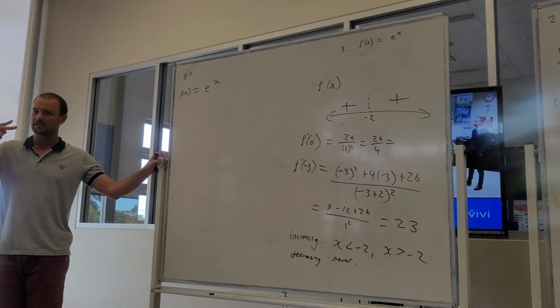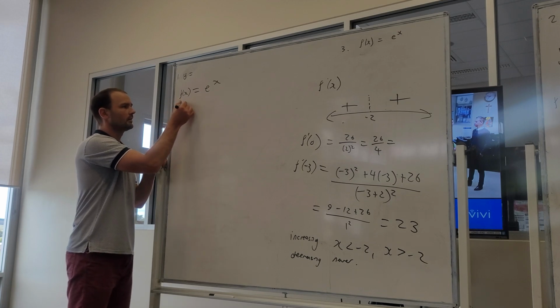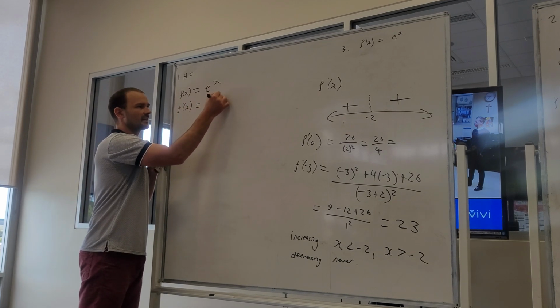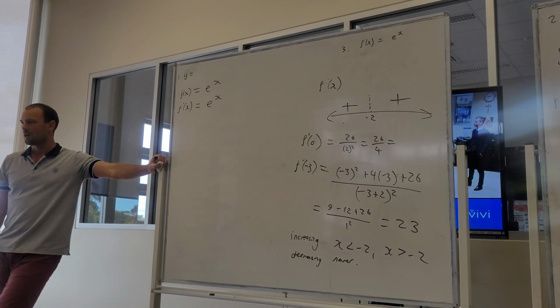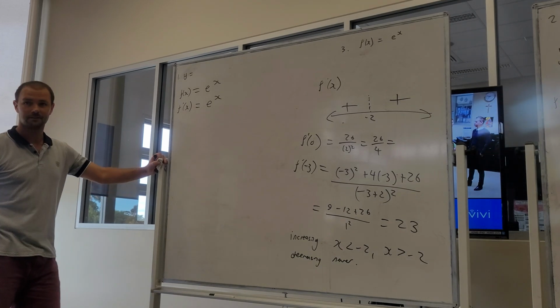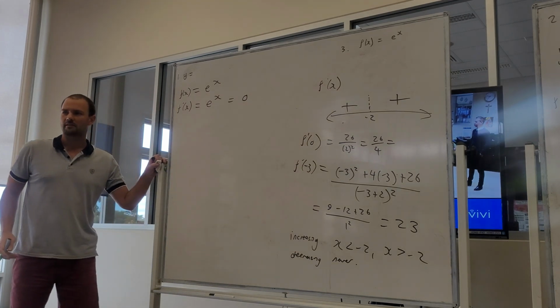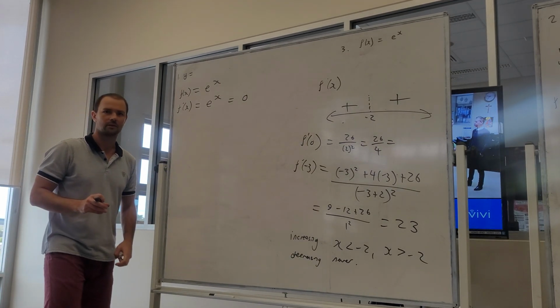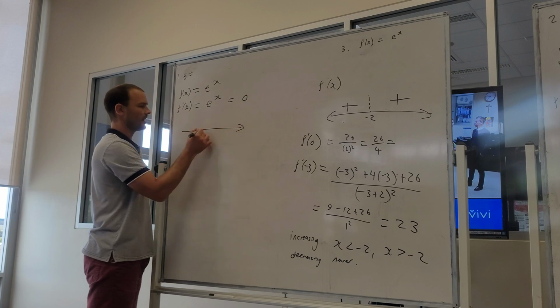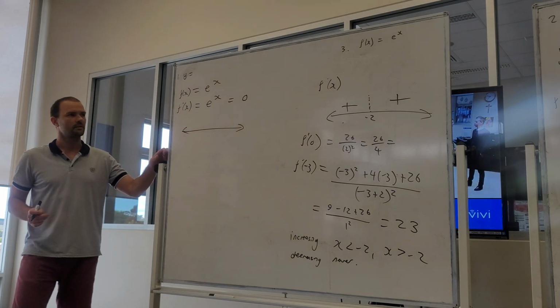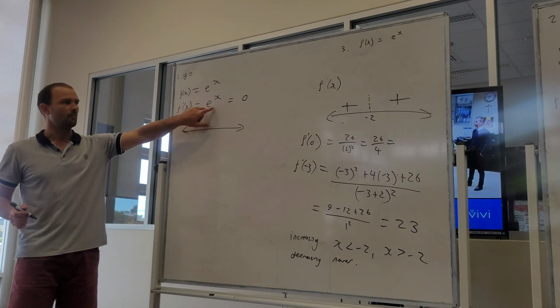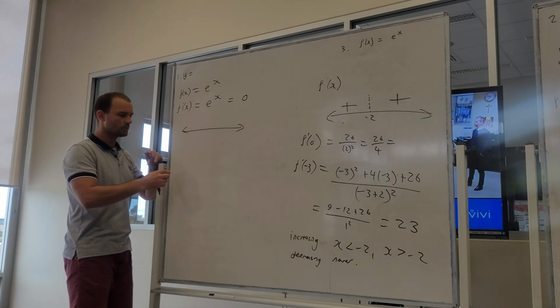Alright, so what's our process? It's find the derivative. F dash is going to be e to the x. Alright, we want to find the roots of the derivative. So e to the x, what are the solutions for e to the x equals 0? There are no solutions, okay? It does not cross the x-axis.